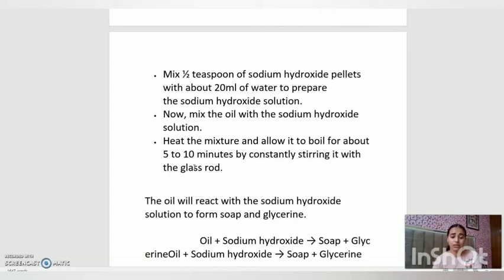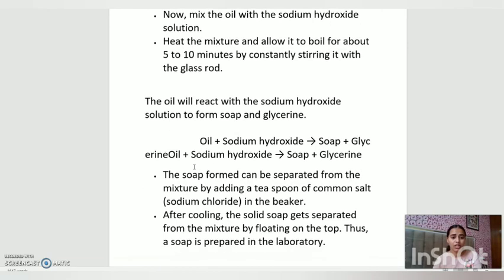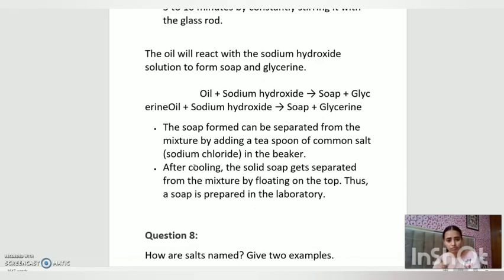Then we have to heat the mixture and allow it to boil for 5 to 10 minutes, right? Constantly stirring it with the glass rod. We have to stir it constantly. So the oil will react with the sodium hydroxide to form soap and glycerine. So this is the reaction: oil plus sodium hydroxide gives soap plus glycerine.